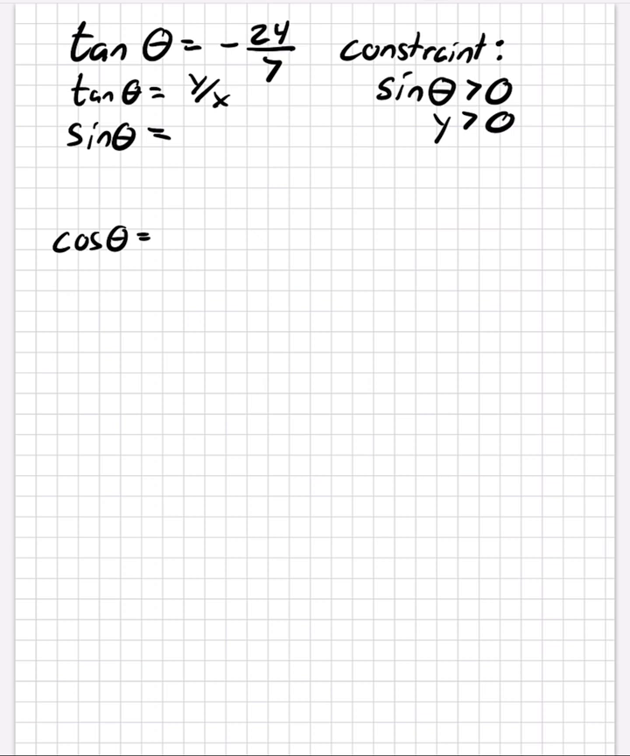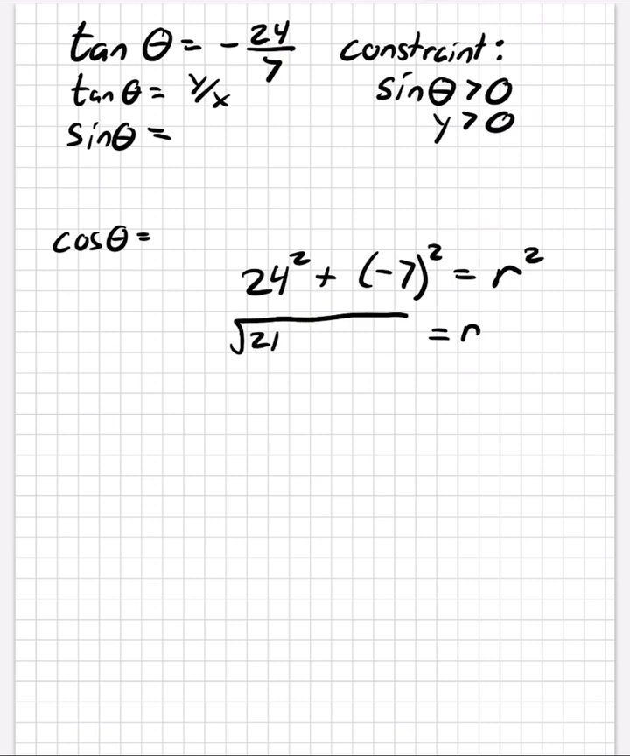All right, so I know that my y is positive. Okay, well, y is 24. So I'm going to say 24 squared plus, we'll say negative 7 squared will be equal to our r squared. All right, so just using the Pythagorean theorem, I find that r is equal to the square root of 24 squared plus negative 7 squared. So r is equal to 25.